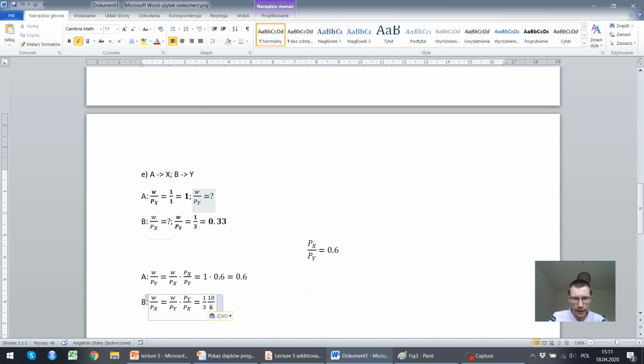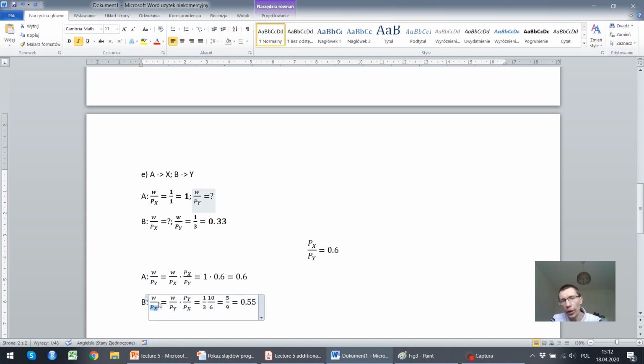All right. And this is equal to 5 over 9. And this is something very close to 0.55, right? So these are the new real wages expressed in the goods that are not produced in both countries. The goods that are traded. Good Y is imported to country A and good X is imported to country B.